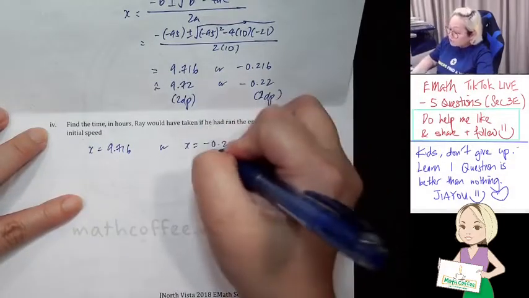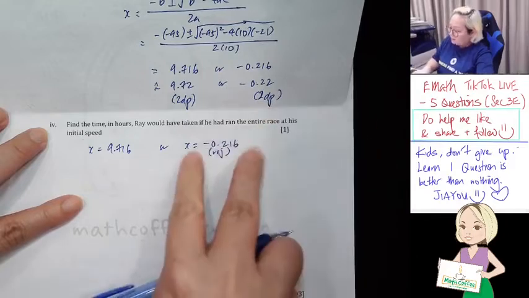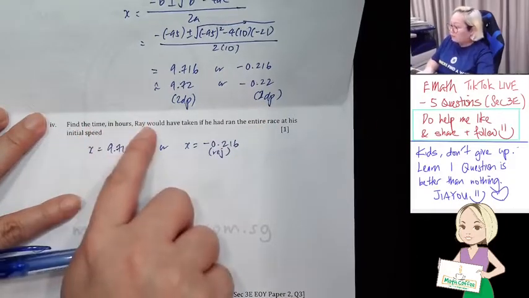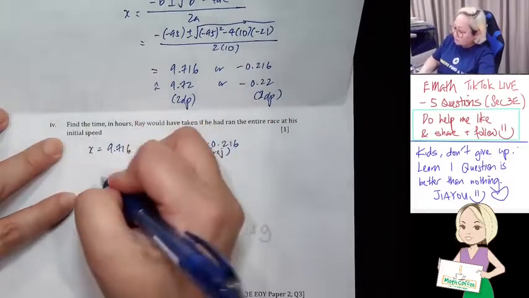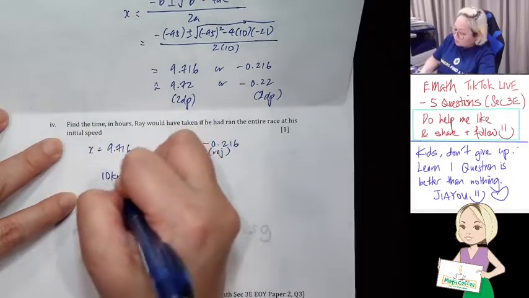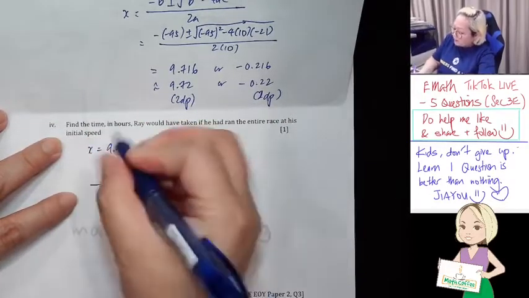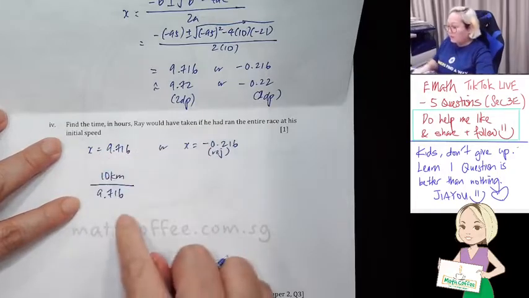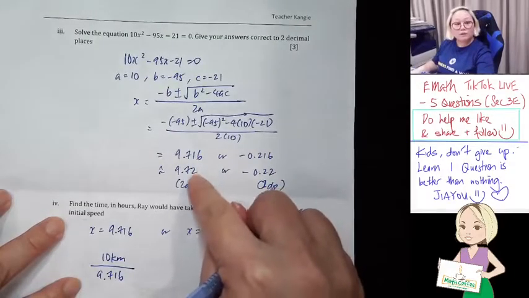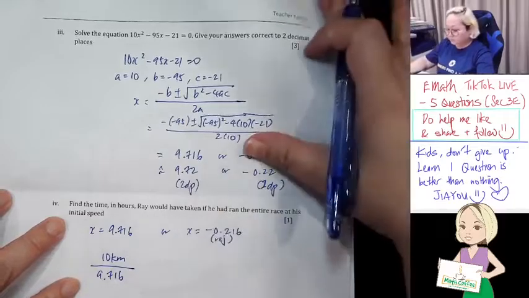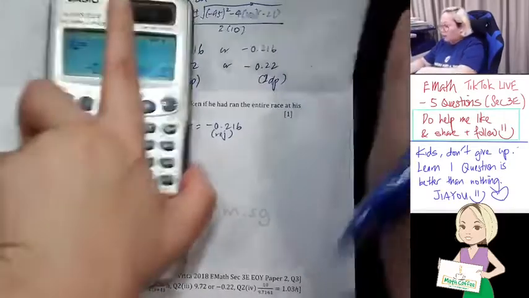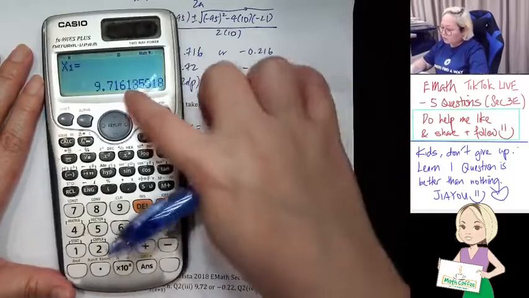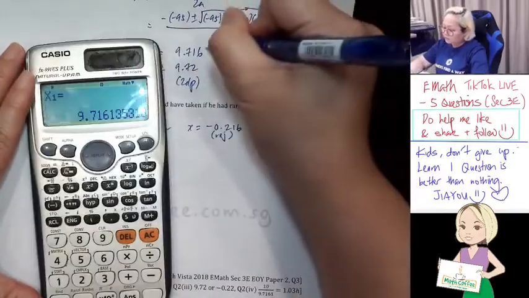So I'm going to reject here. Please reject at this part only. Reject here, then you're going to use this one. Take note. They ask to find if he used the initial speed. So I'm going to just use 10 km, which is the total distance, divide by x, which is 9.716. Never use the round off numbers to divide. So actually, I want to be kiasu a bit. So I'm going to use the longer one.